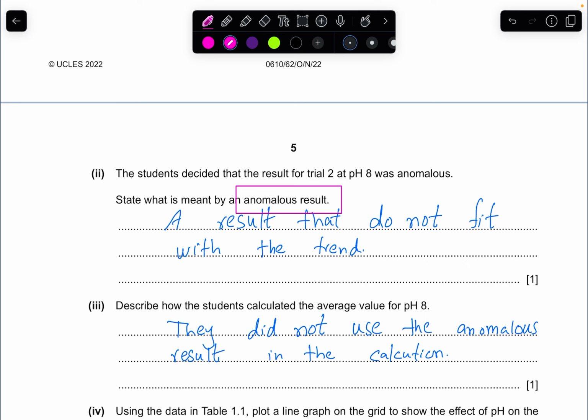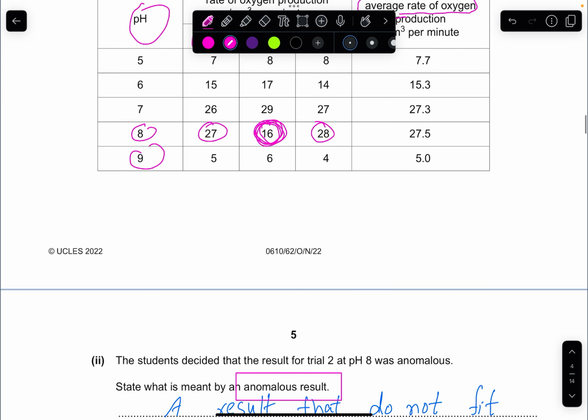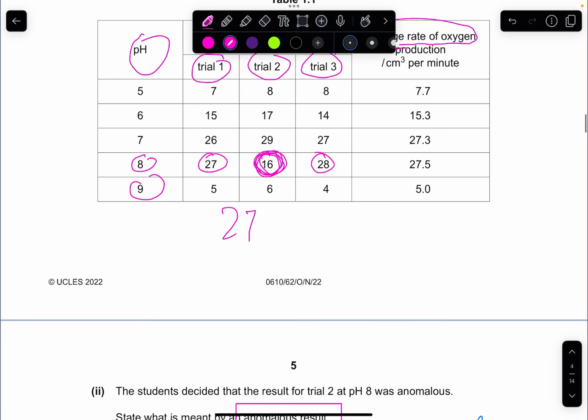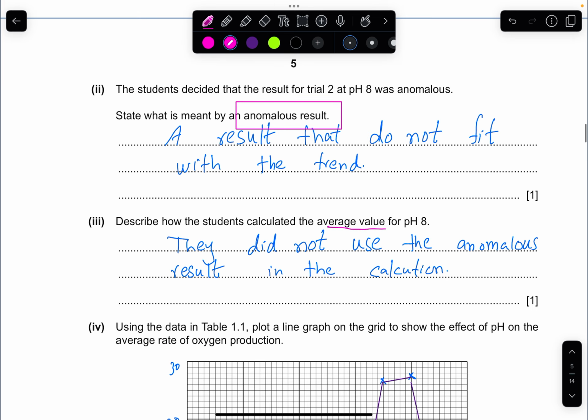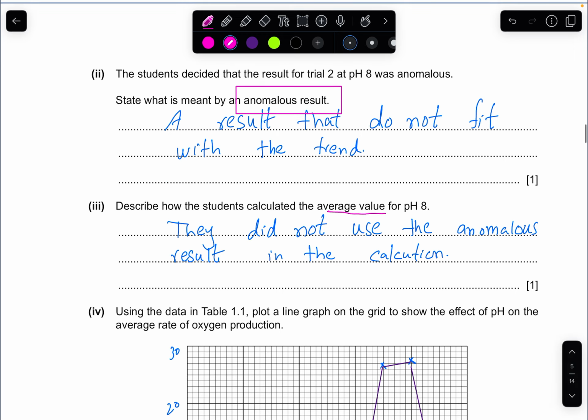The next question: describe how the student calculated the average for pH 8. So by calculating pH 8, you can simply add trial 1 and trial 3, that is 28, and take the mean value. So they did not use the anomalous result in the calculation, or they just add the other two trials and divide by 2 to get the average value.